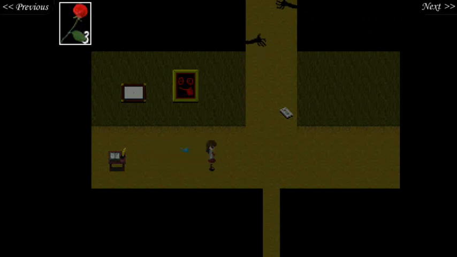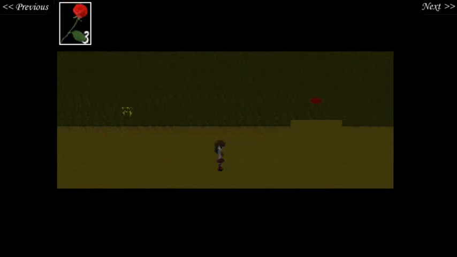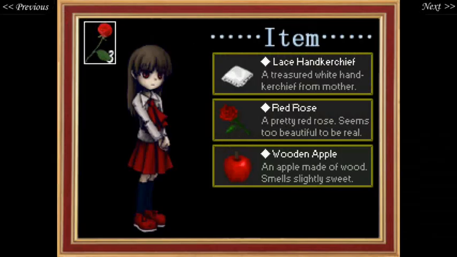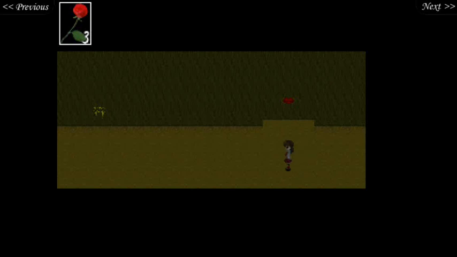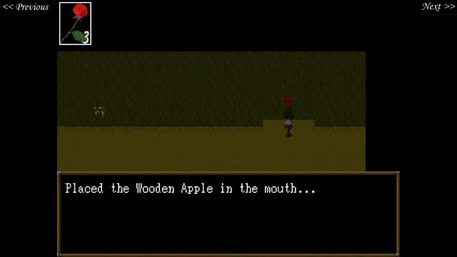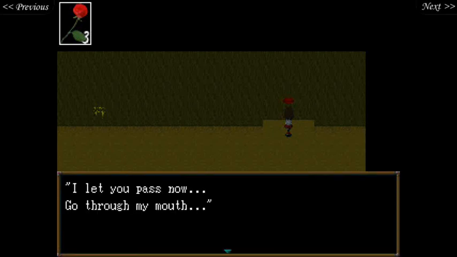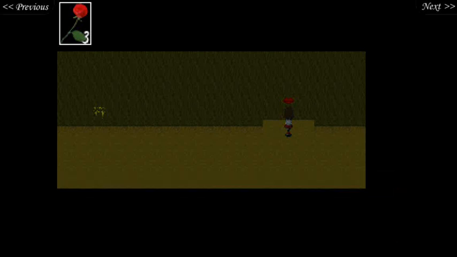Oh, this genuinely makes me scared to navigate even closely to walls. So, beware of lips. Here are lips. And we have a wooden apple, which smells slightly sweet. Hungry, give food. That food, give it to me. We will give it to the wooden apple. We place the wooden apple in the mouth. This tasty. Let you pass now, go through my mouth.